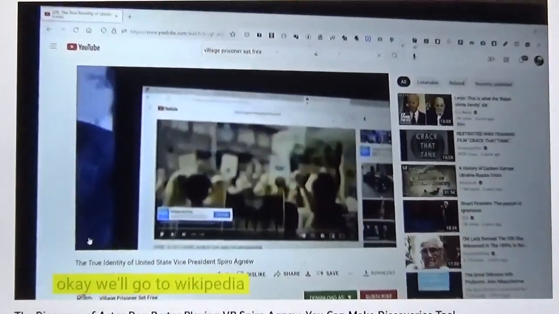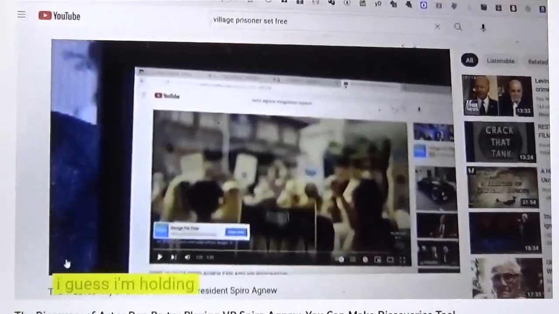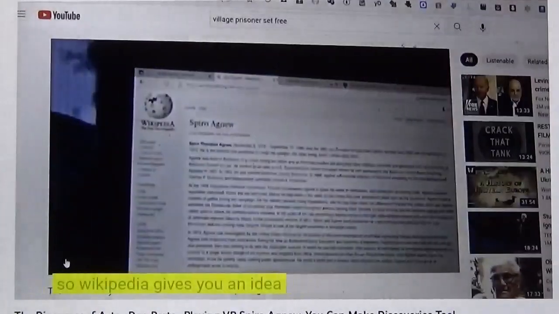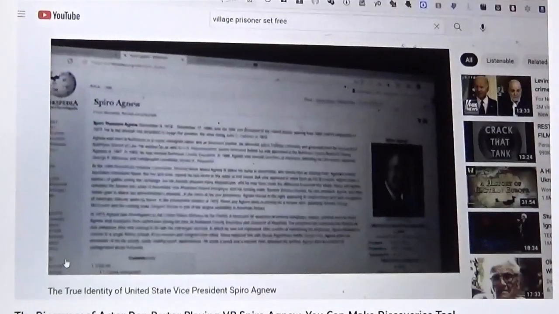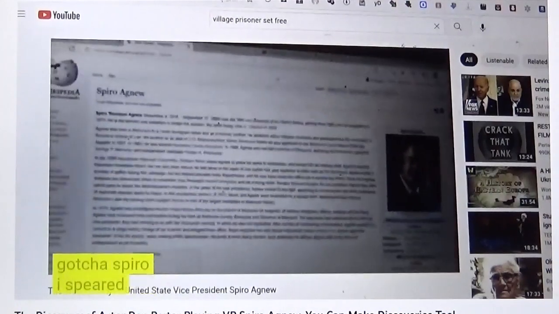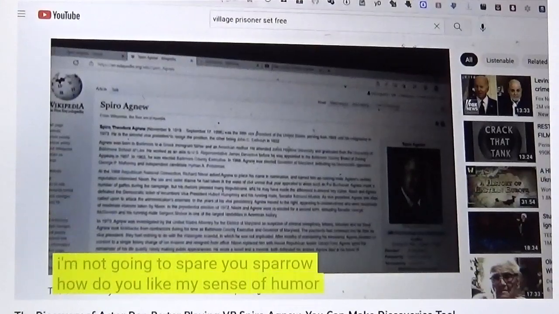Okay, we'll go to Wikipedia. I guess I'm holding the pic tri-iv till the end. So Wikipedia gives you an idea of birth, Spiro Agnew. Got you, Spiro. I spared you, Spiro. I'm not going to spare you, Sparrow. How do you like my sense of humor?